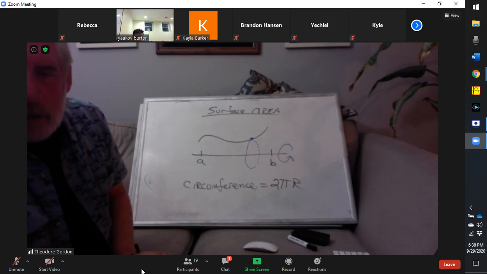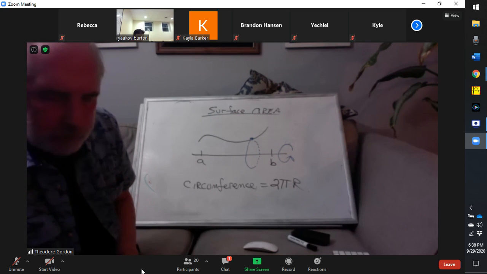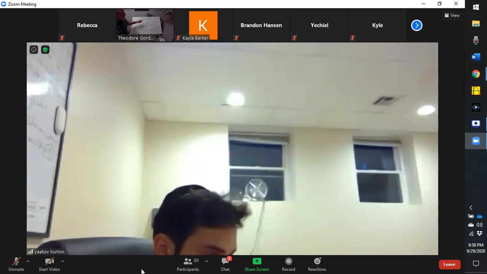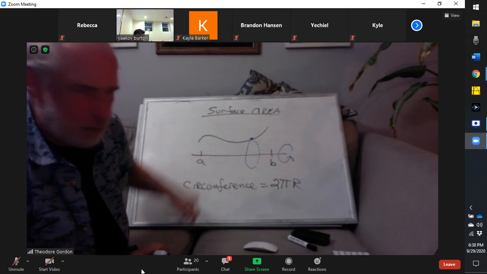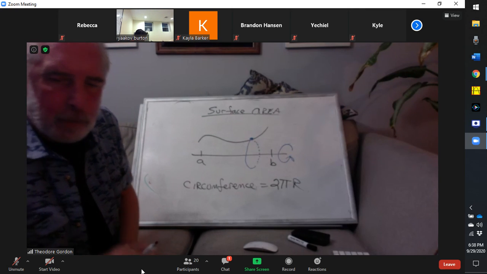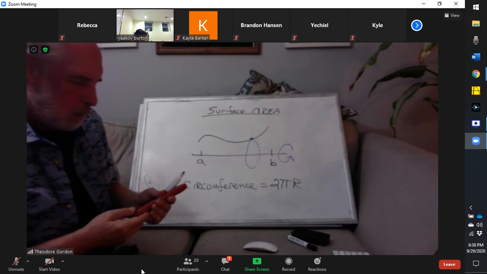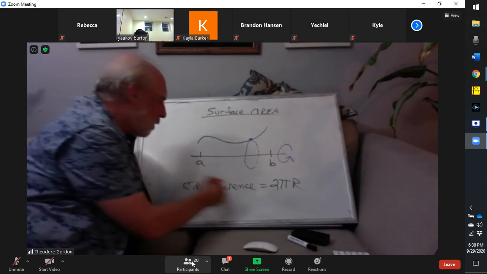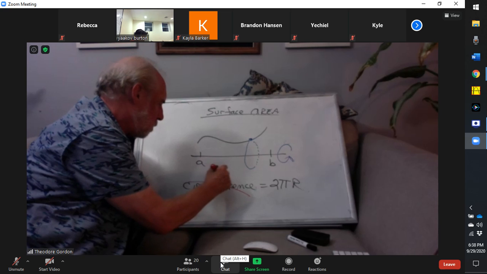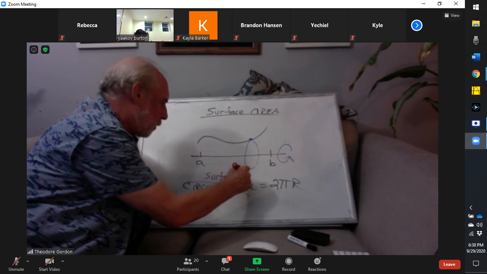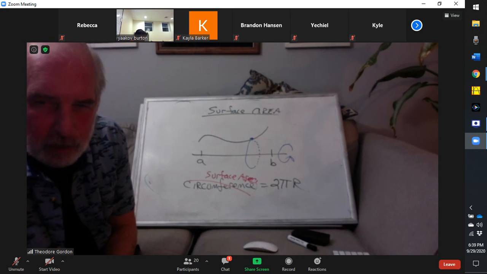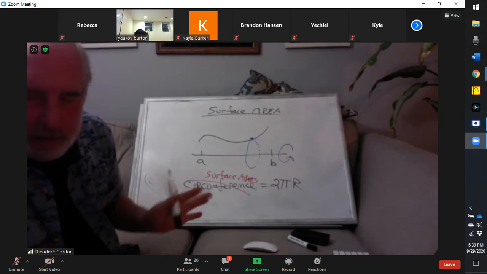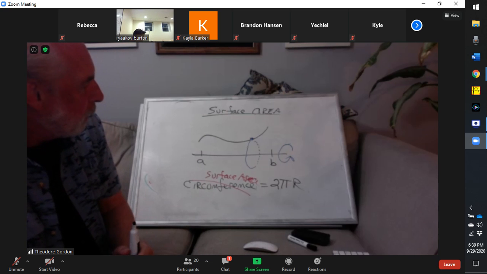Now, I'm going to change the word circumference for our purposes tonight. So the circumference is the length of that circle, right? It's the length around. How much rope does it take to make that? Tonight, we're going to think of circumference as the surface area of that circle. Same concept, same thing, I'm just changing the words, right?